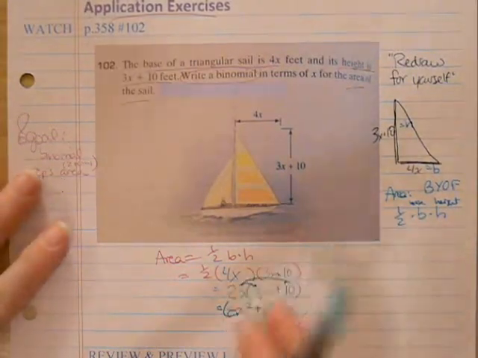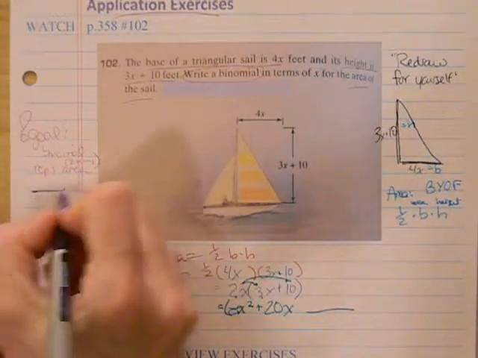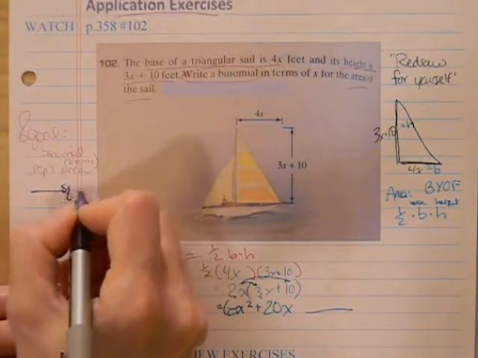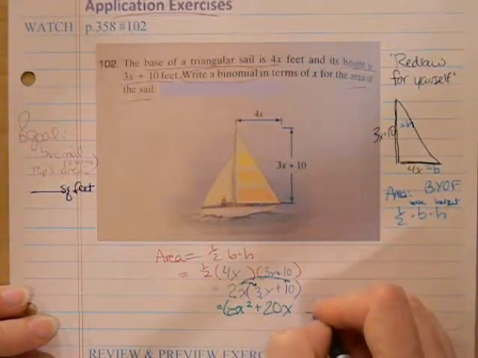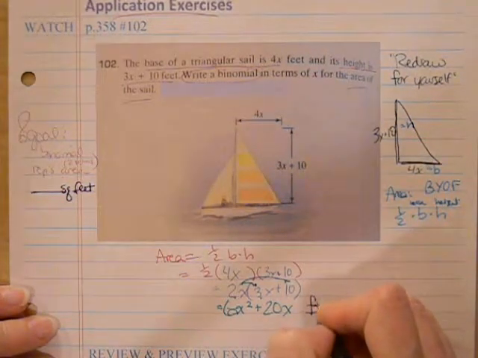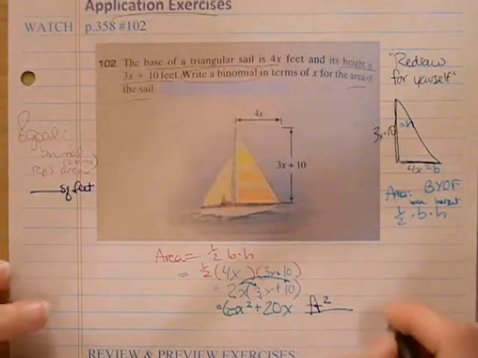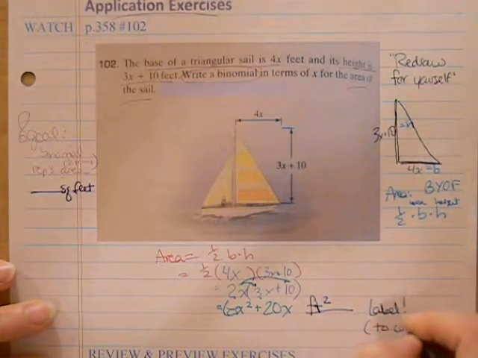20x. And because it's a situation, we want to make sure we finish the story with a label, and really I should have done that here to remind myself that this is going to be square feet. So 6x squared plus 20x square feet, or feet squared. Okay, so I always want to make sure we label to complete the story.